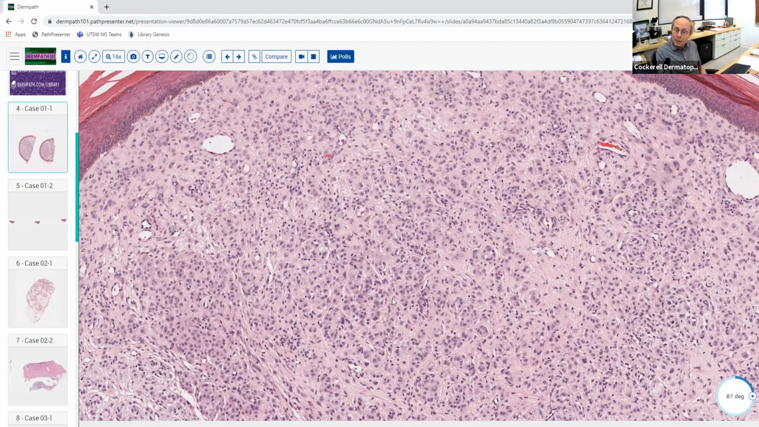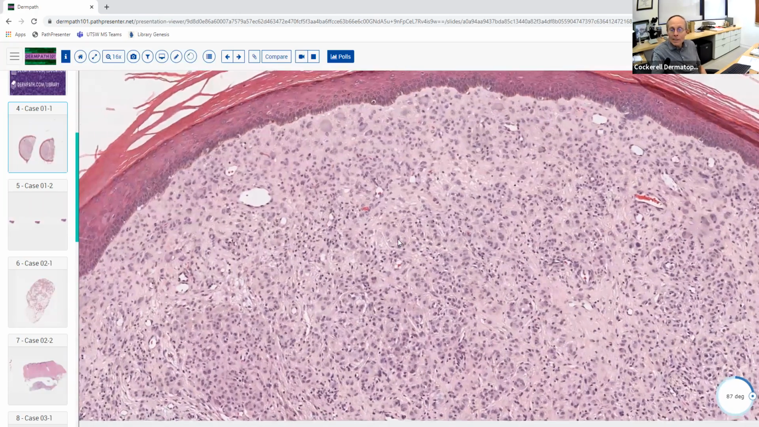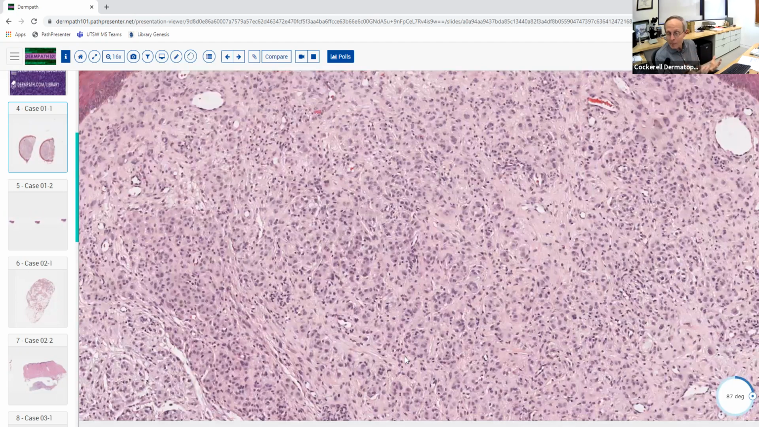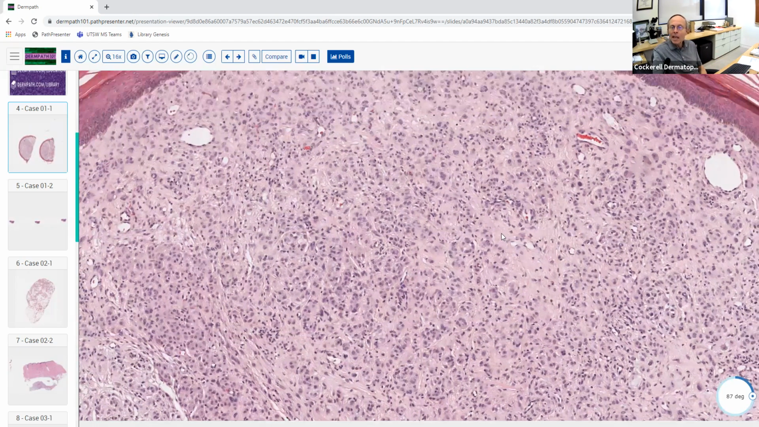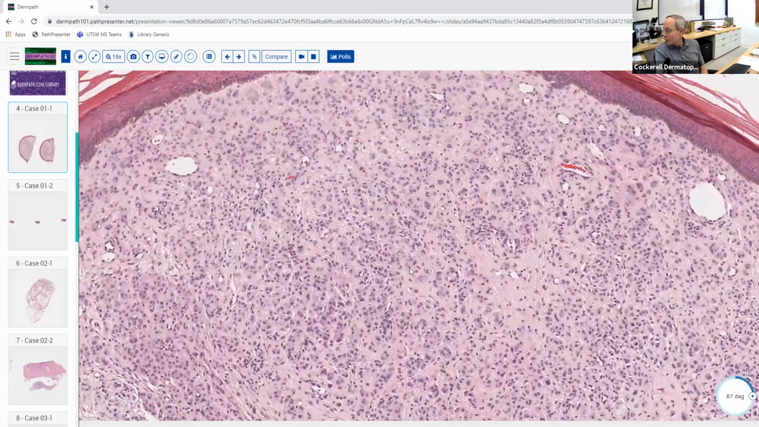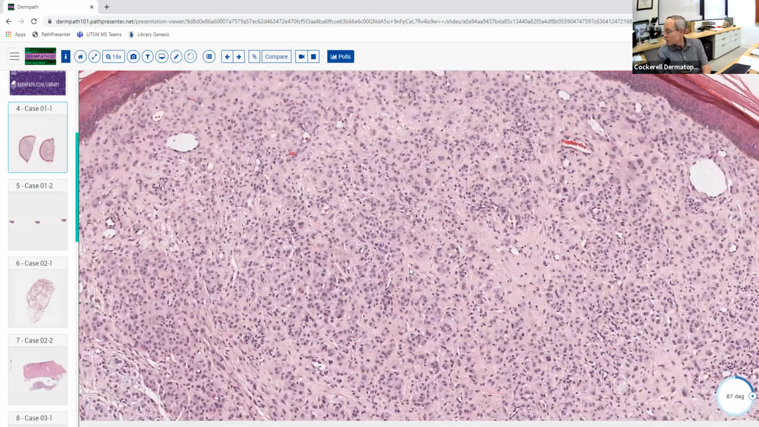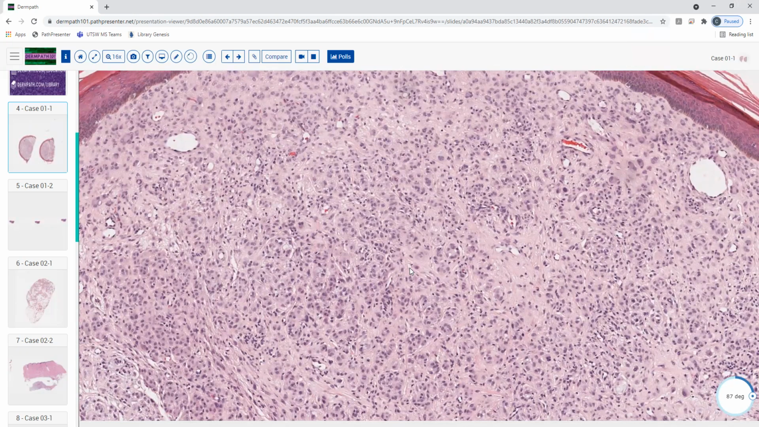And sometimes you get this pattern where you get cells that have foamy cytoplasm, at least in some of the cells, plus more just garden variety histiocytes. What do we call that type of granulomatous inflammation? Xanthogranulomatous inflammation. Okay, so we've got Touton giant cells, we've got histiocytes, we've got xanthogranulomatous inflammation. What's the diagnosis? Xanthogranuloma. Yeah, xanthogranuloma. It's exactly what this is.